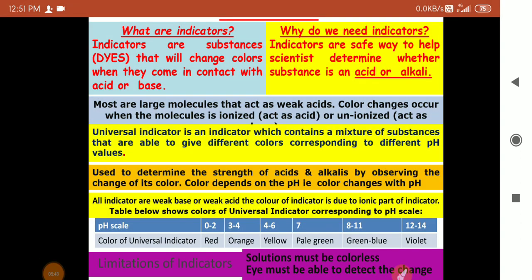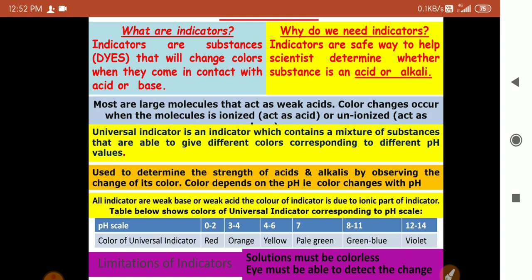Okay, now see, limitations of indicators. Indicators also have some limitations, and what are these limitations? The solution must be colorless, so that I must be able to detect the change. The solution must be colorless so that your eyes can detect the change in color. If a colored solution is there, in that colored solution we cannot check the change in color. That is a limitation, a drawback of the indicator. Only inside a colorless solution are indicators mostly effective.